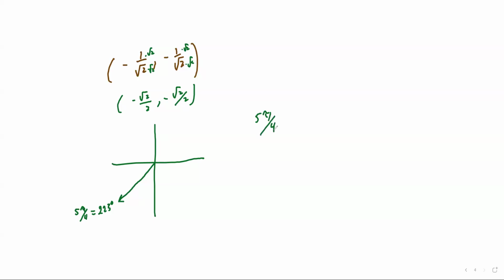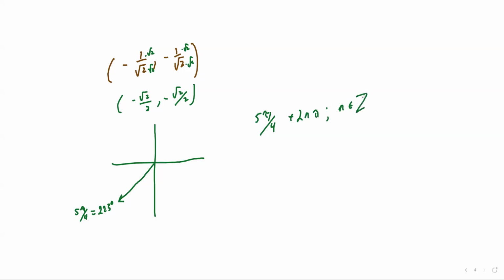But in this case, it says it wants all of them. So the only thing you have to do when it says this is add in 2nπ. And this will be for all n's that are integers.